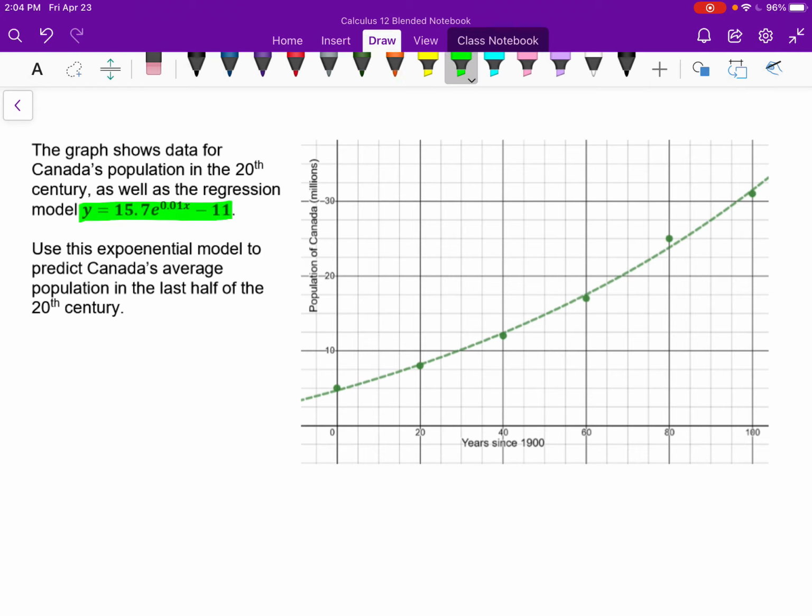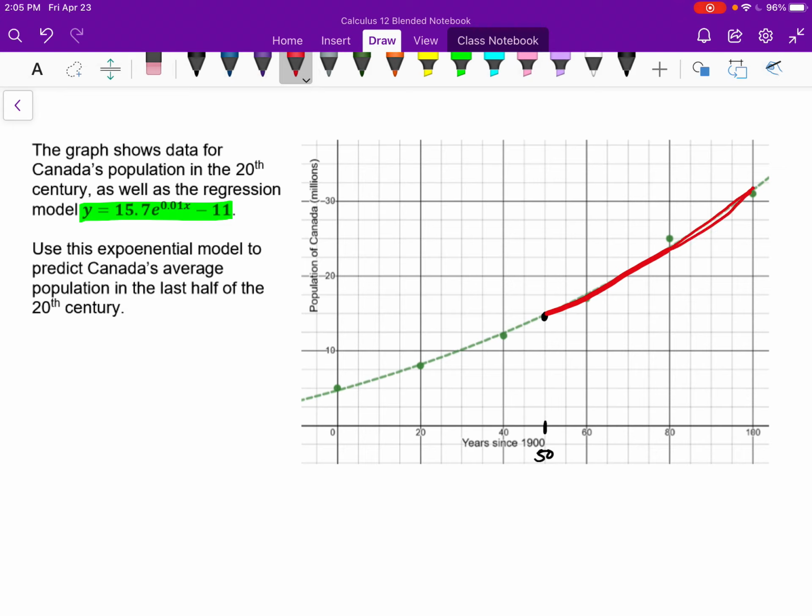So I can tell that X must stand for the years since 1900, and Y must be the population of Canada in millions. All right, so I want to use what we just talked about to find the average population of Canada in the last half of the 20th century, so since 1950. How can we do that? Well, we want to find the average population of Canada in this range from here to here.